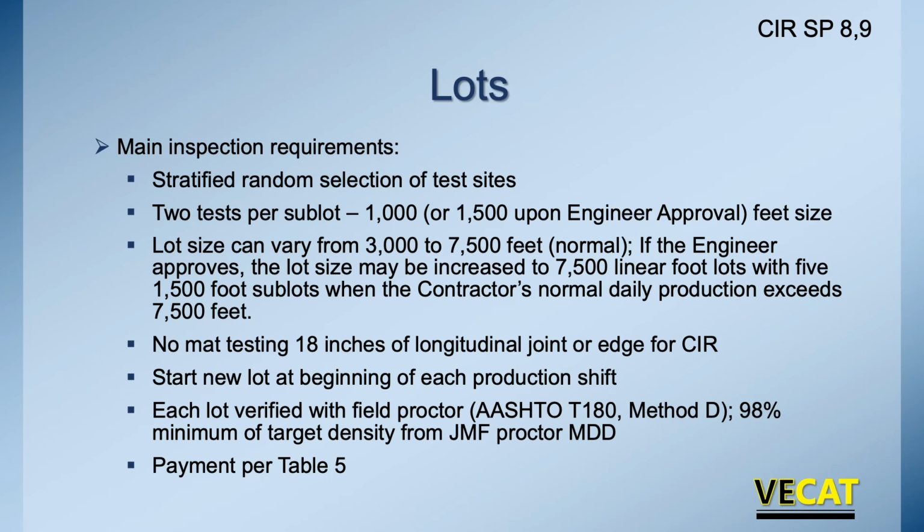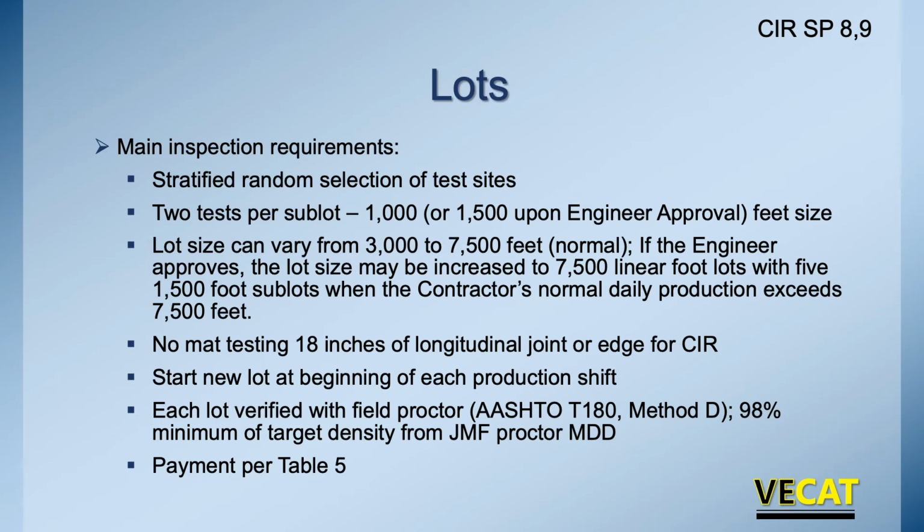Start a new lot at the beginning of each production shift. Monday's a new lot, Tuesday's a new lot, Wednesday, or when you exceed the lot length. We're verifying with a field proctor, are we getting the density? Are we meeting that minimum target density from the job mix for the maximum dry density? So we're going through the whole process to ensure through a field proctor, are we getting that maximum dry density?